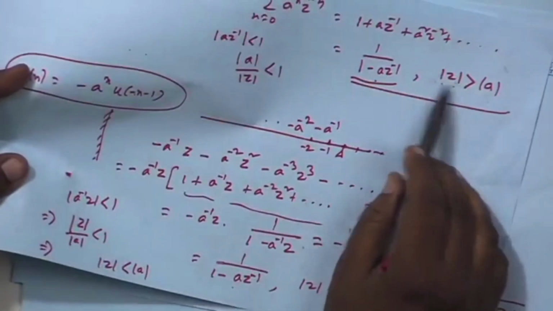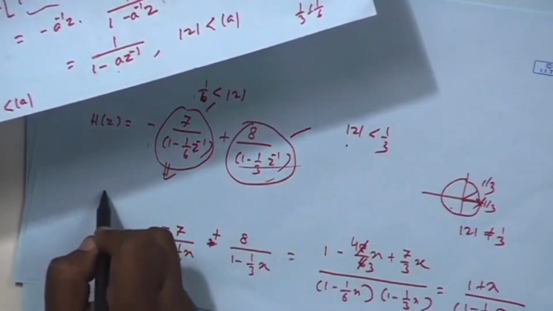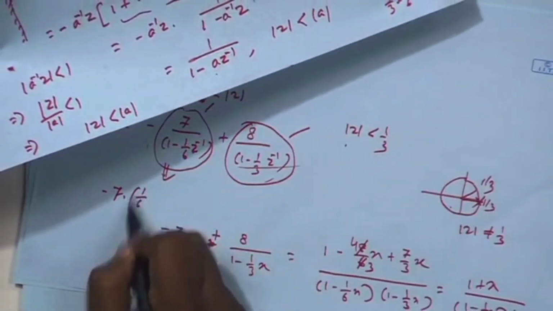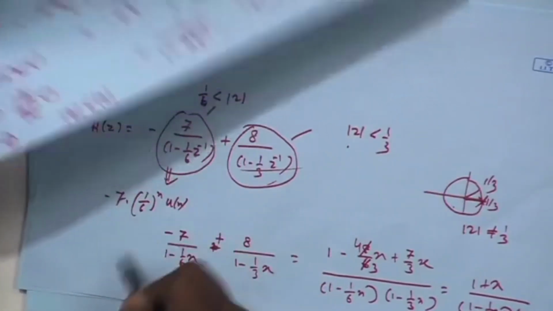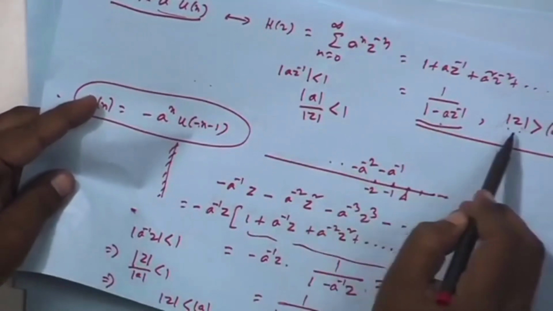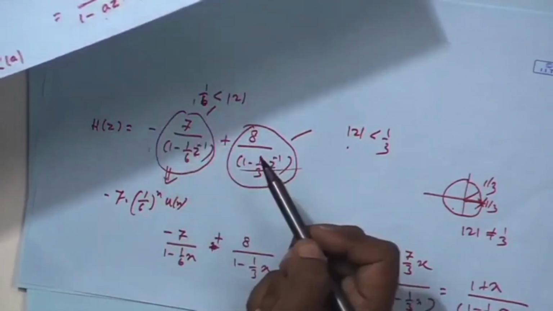So, the ROC is outside the circle, it is of this form. So, this will give rise to minus 7 as it is, and then a to the power n u[n]. So, a is 1 by 6, 1 by 6 to the power n u[n]. Okay, because 1 by 1 minus a z inverse, mod z greater than mod a, 1 by 6 is mod 1 by 6 itself.